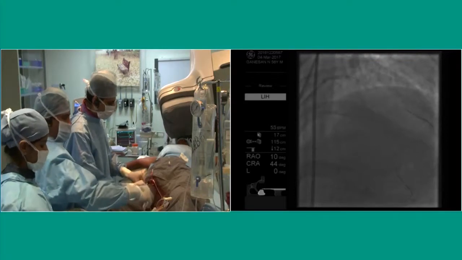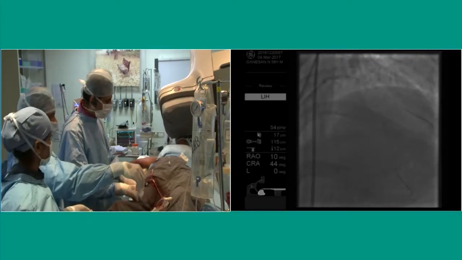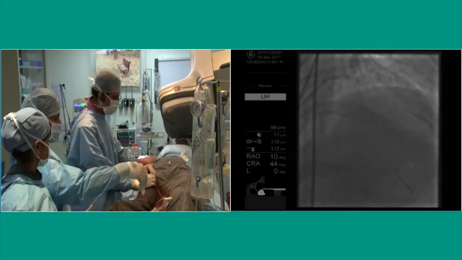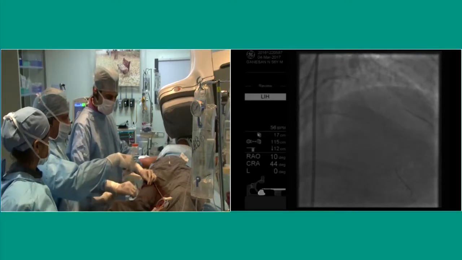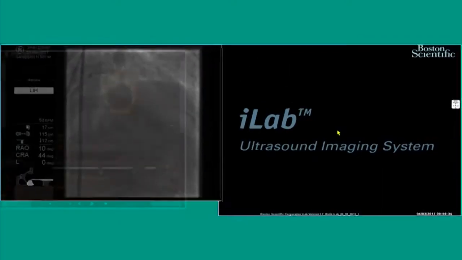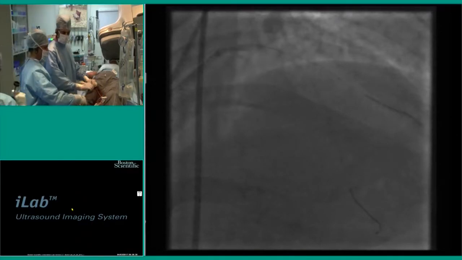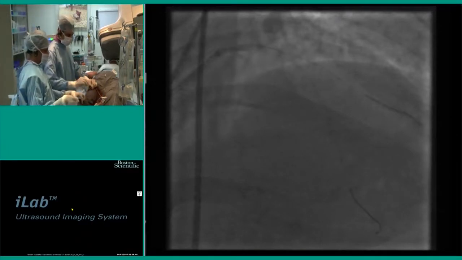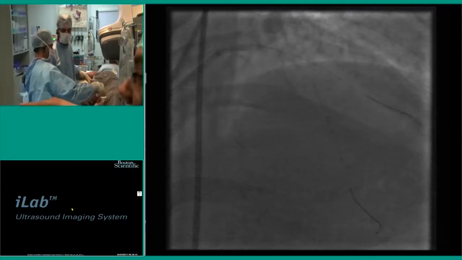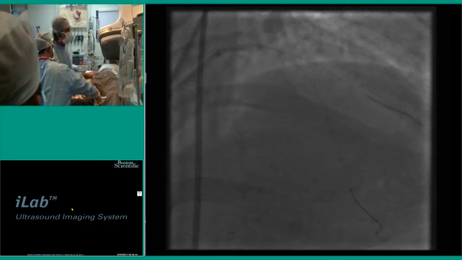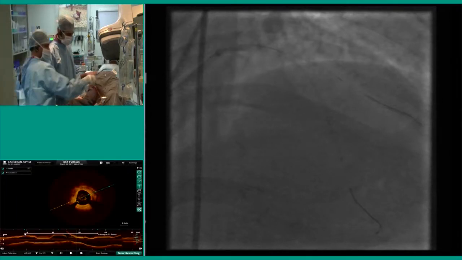Could we measure the length of the lesion? Yes, we could measure. The length was 27.2. To be on the safer side, I will use a 32 millimeter Synergy because we did use a cutting balloon and I wanted to keep the stent length a little longer. So 32. So we are taking a 2.5 by 32. Yeah, 2.5 by 32 Synergy.